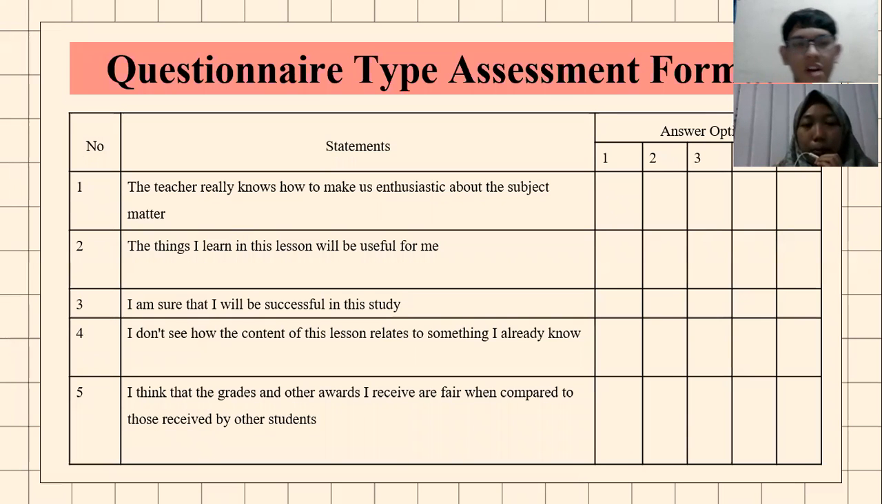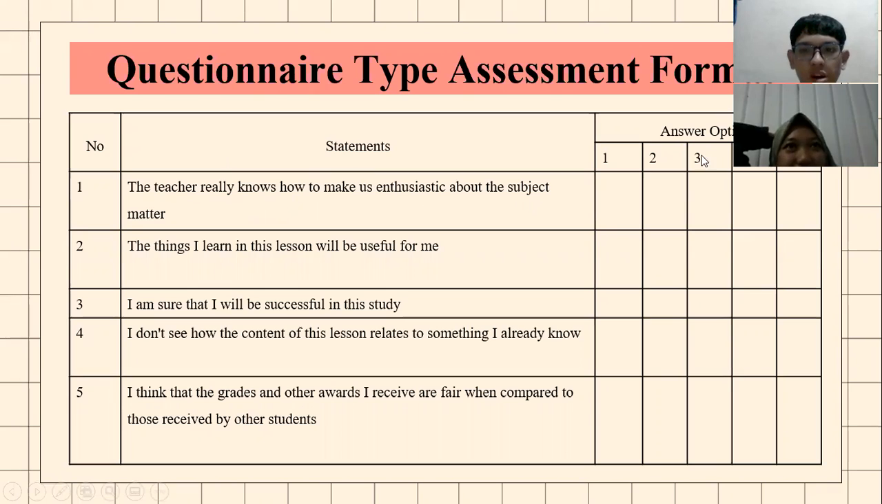Next. This is an example of a questionnaire type assessment form. There are some statements. For example, the first statement is: the teacher really knows how to make us enthusiastic about the subject matter. This questionnaire is for students, so students can fill in the answer option by giving a checklist.